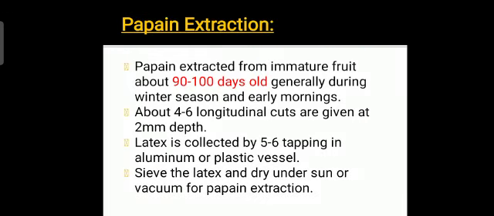Papain extraction process. Papain is extracted from immature fruit about 90 to 100 days old, generally during the winter season and early mornings. About 4 to 6 longitudinal cuts are given at 2 mm depth. Latex is collected by 5 to 6 tappings in an aluminium or plastic vessel. Sieve the latex and dry under sun or vacuum for papain extraction.